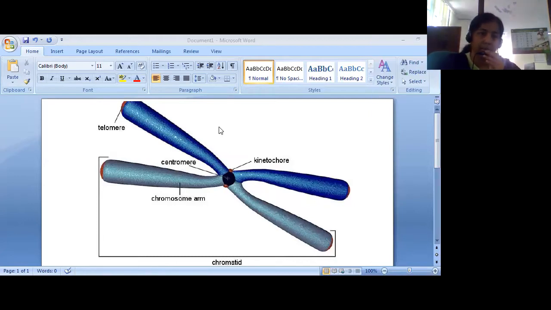In the structure of the chromosome, you can see the presence of the telomere. In the central part is the centromere, and these are the chromosome arms. This complete structure is called the chromatid. These small kinetochores are present on the adjacent side of the two arms.